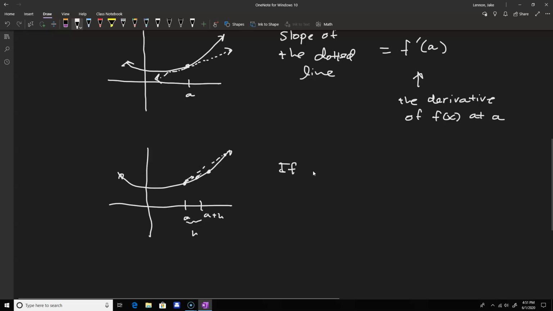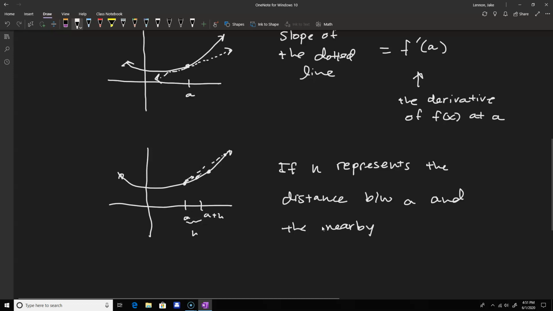So if h represents the distance between A and the nearby point we're looking at, we can take the limit as h goes to 0, and we're going to find exactly the derivative.